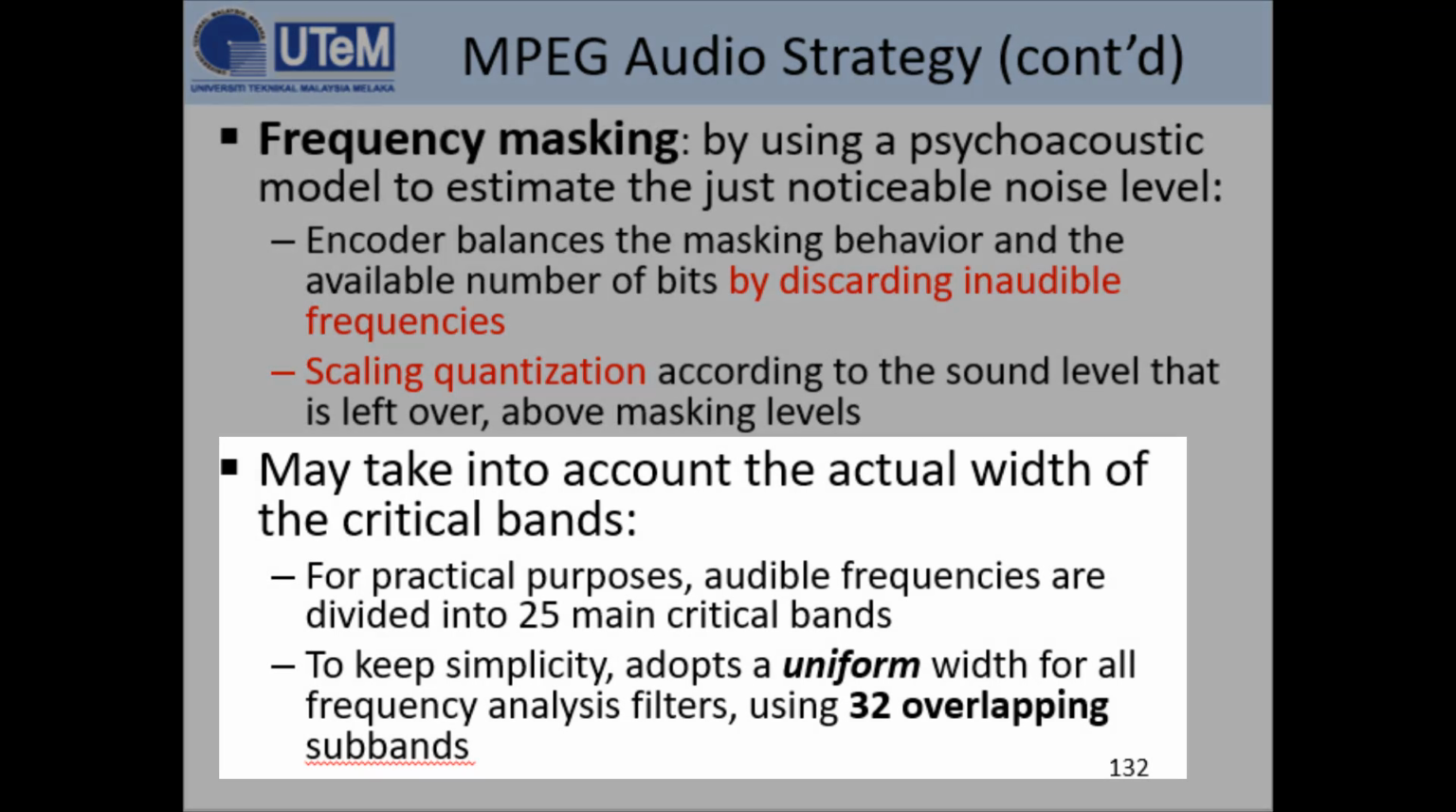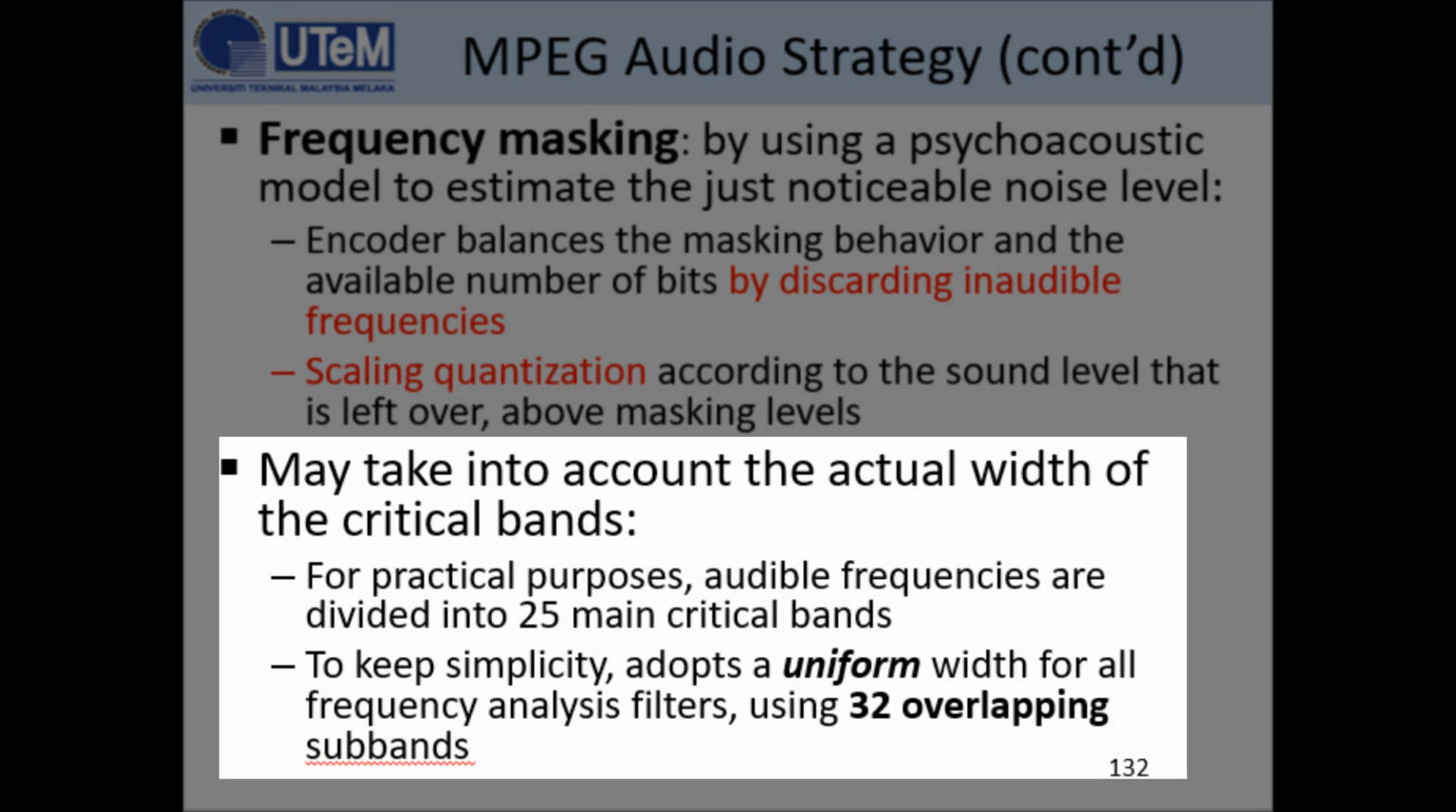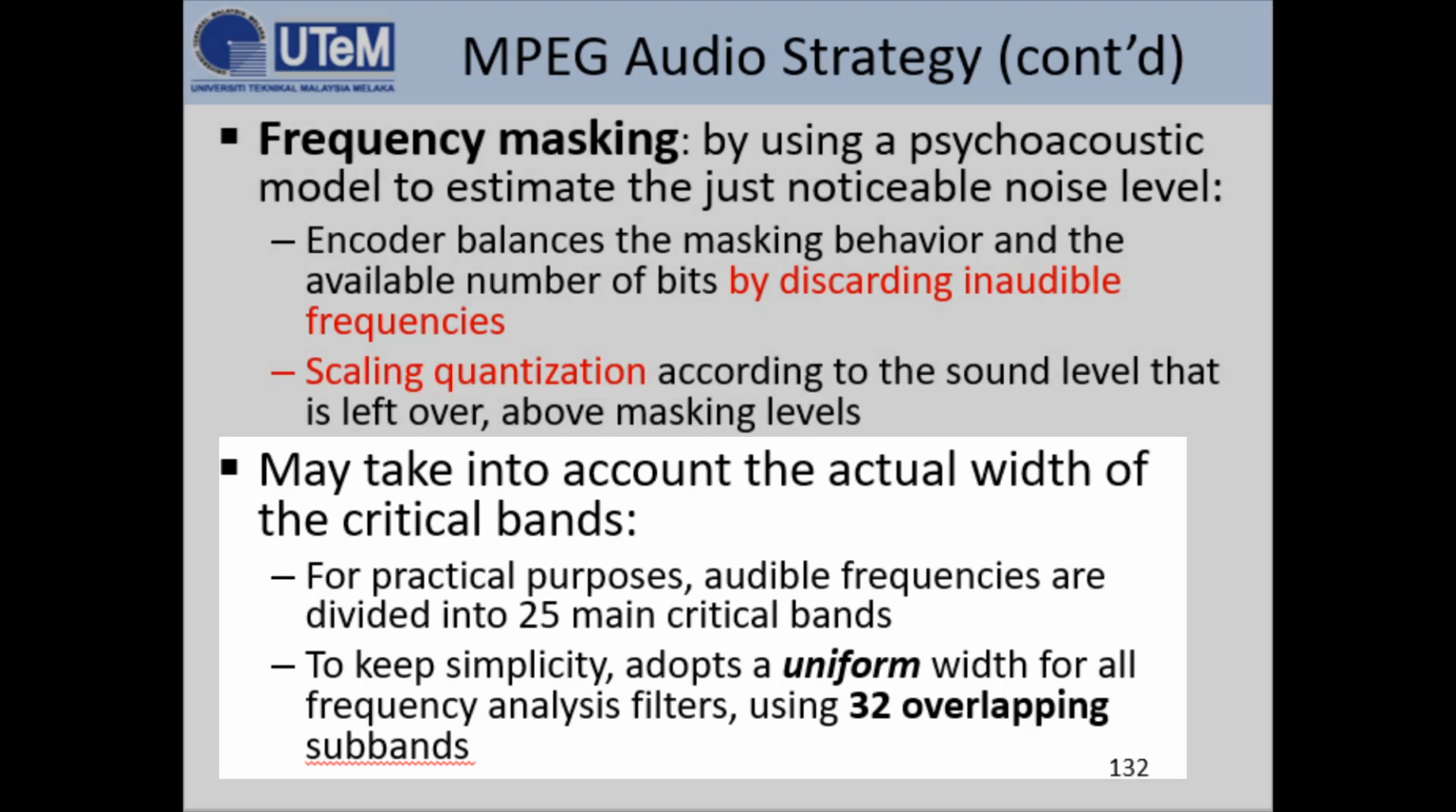So frequency masking happens within the same critical band, right? And we have learned that the bandwidth of each band is not equal. It's non-uniform. However, in MPEG, to keep the design simple, the model adopts a uniform width for all frequency bands. So all the frequency analysis filters would have a uniform width, using 32 overlapping subbands.